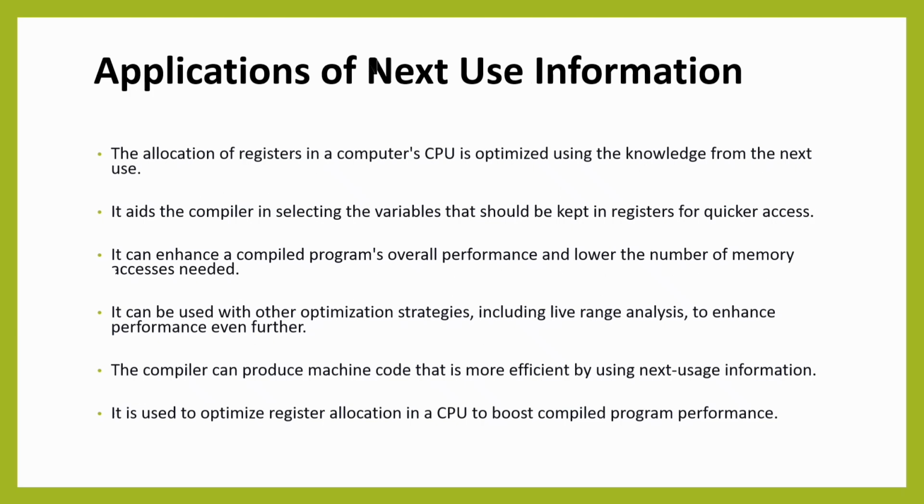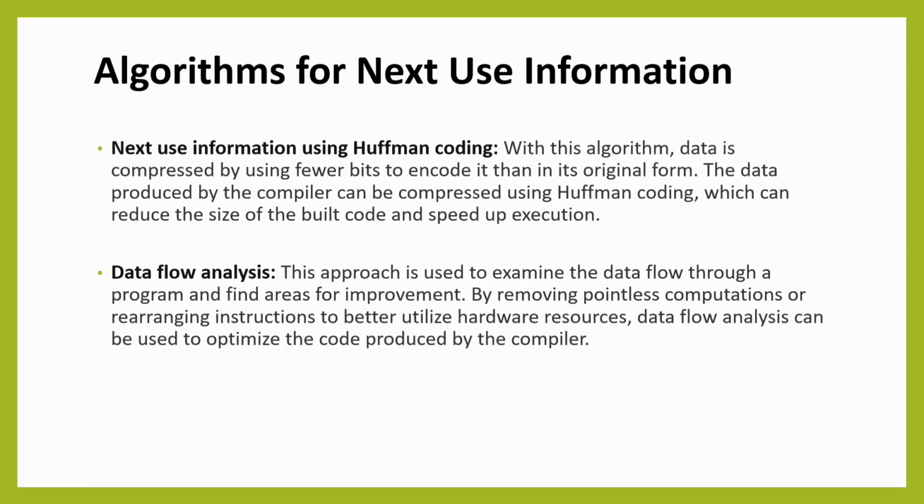Next is the algorithm for next use information. Next use information uses Huffman coding. With this algorithm, data is compressed by using fewer bits to encode it than its original form. The data produced by the compiler can be compressed using Huffman coding, which can reduce the size of the code and speed up execution.